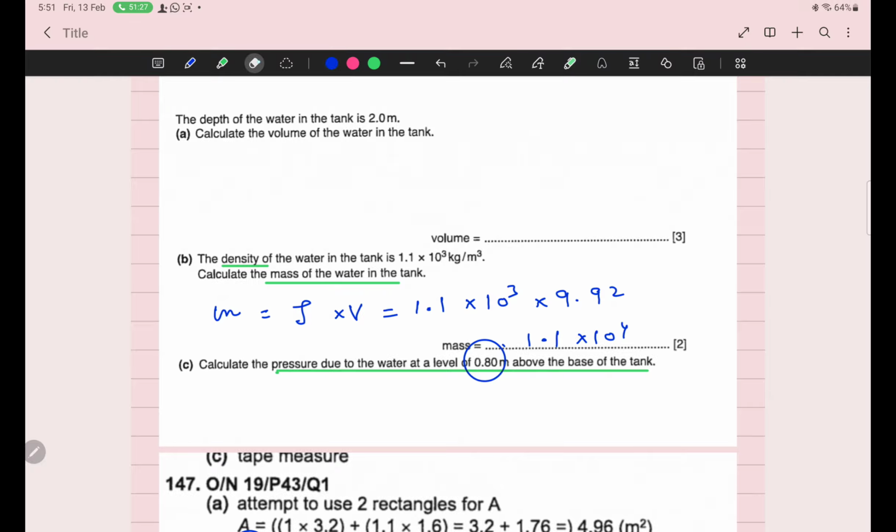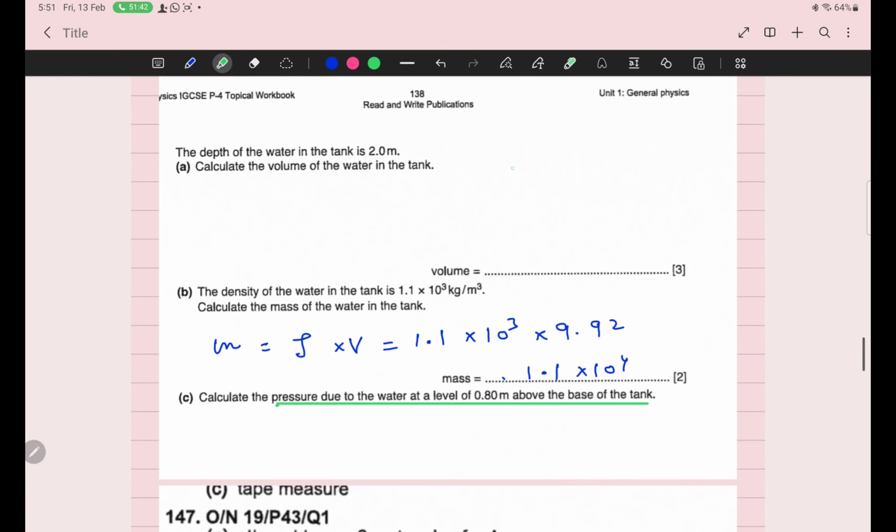Mark, can you tell me what is this 0.8? If you read the line carefully, is it depth? It will be height. Yes. Actually, the total depth of the water is 2 meter. 2 meter is the depth. And this 0.8 meter is from the base.